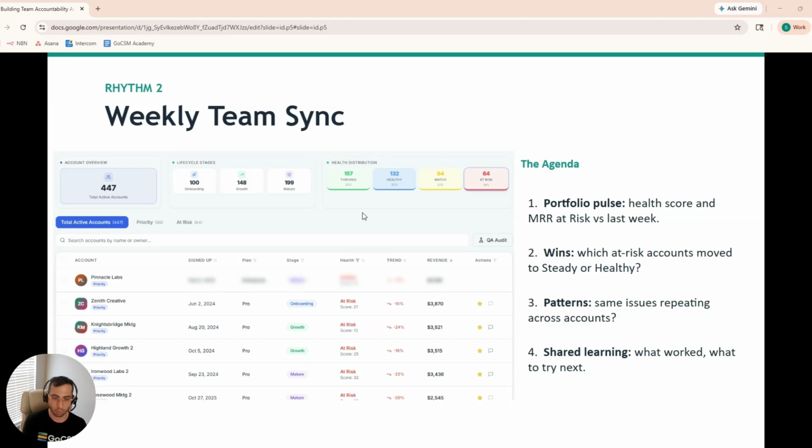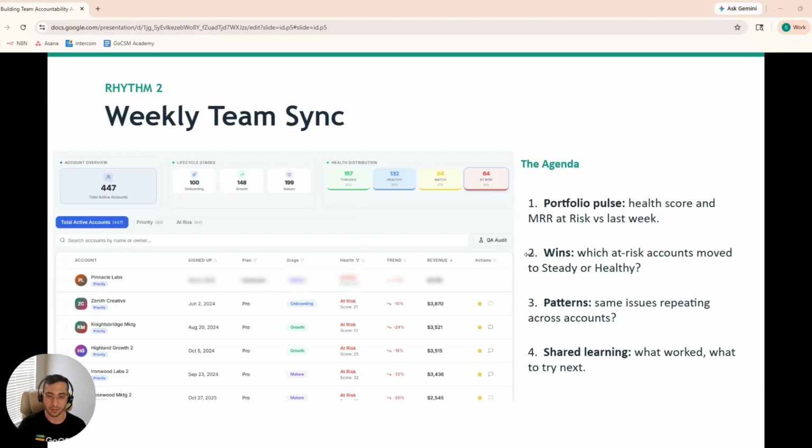And then go to wins, cover all the wins and celebrate them. Which accounts that were at risk last week moved to steady or healthy? Whoever the CSM was that handled those accounts, ask them to share what they did. What was their method? What did they say? What was their process of getting those accounts to increase their health score? And if you find anything useful that you want to reuse, add it to the customer success playbook, because this way you can all learn from each other's wins.